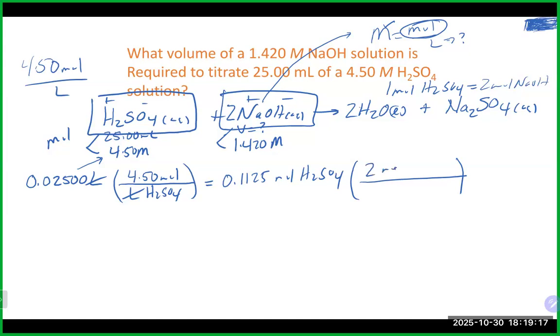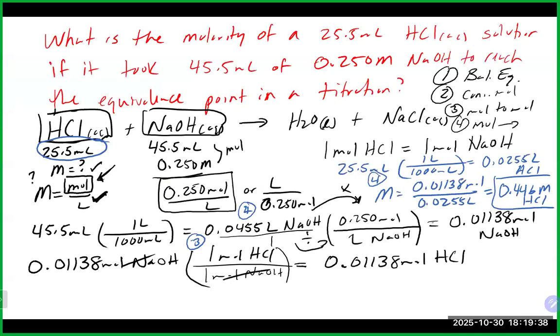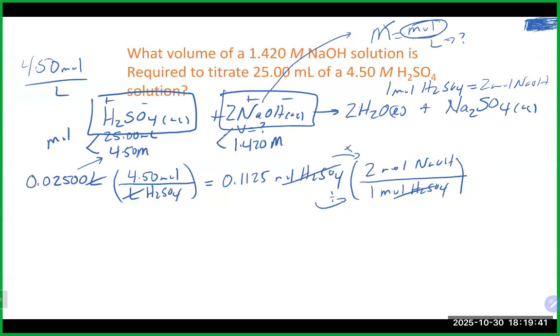So 2 moles of sodium hydroxide up on top. Opposites cancel, so 1 mole of sulfuric acid on the bottom. Again, we're multiplying and dividing here. That means that the moles of sulfuric acid will cancel. All right, and so we'll take our number there, times it by 2. Gonna get us here 0.225 moles of sodium hydroxide. Any questions so far?